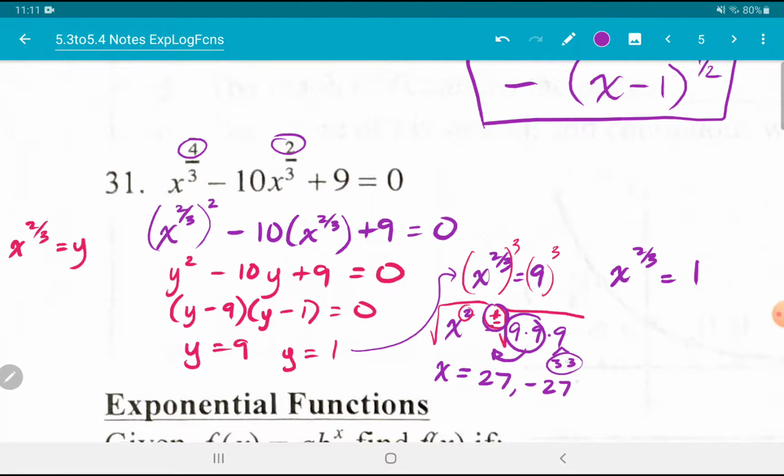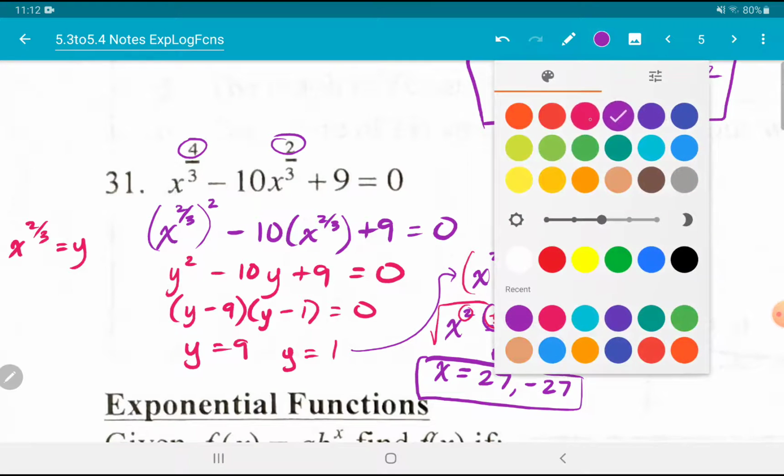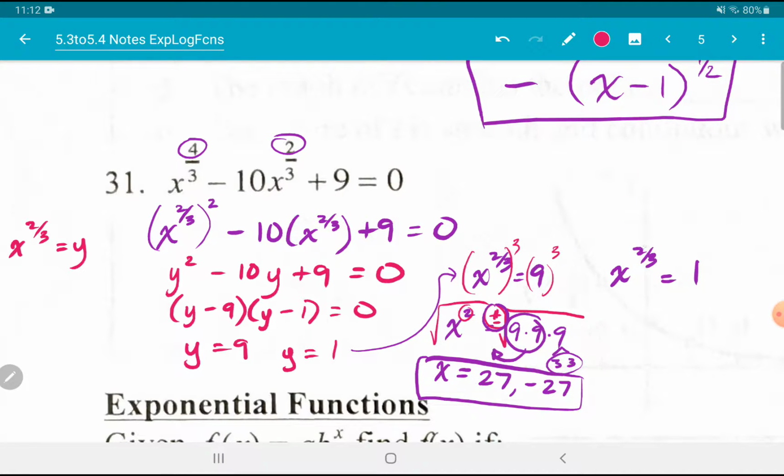Okay? All right. Let's take a look at our other case. x to the 2/3 is equal to 1. Well, first thing we need to do is get rid of the over 3 first. So to do that, you got to take it all to the third power. Okay, so what we have now is x squared is equal to 1. 1 times 1 times 1 is 1. And then to get rid of squared, remember, you need to square root it.